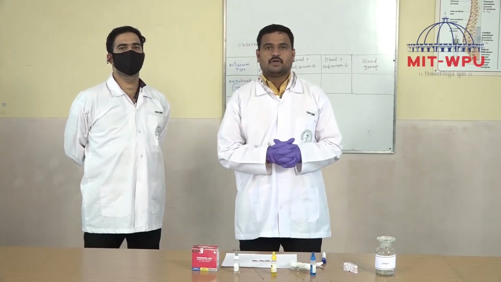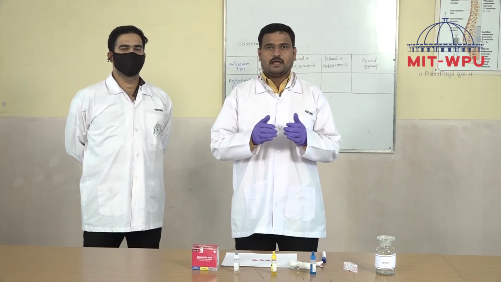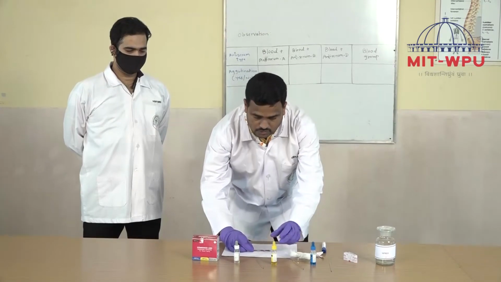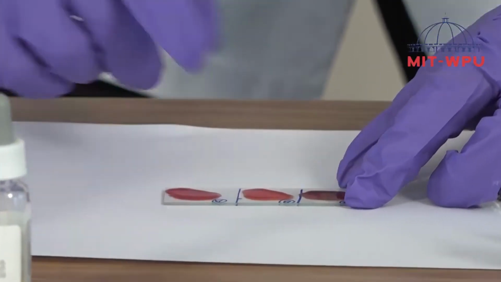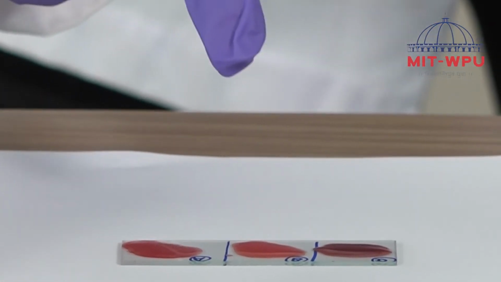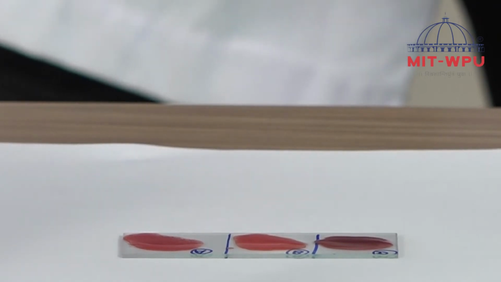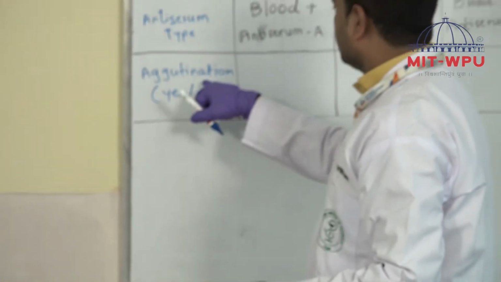After 5 minutes, we have to observe whether there is formation of clumping of RBC with antiserum A, antiserum B and antiserum D, so whether there is agglutination or not. If we observe this slide, we can see that there is no formation of agglutination with antiserum A, there is no formation of agglutination with antiserum B, but there is formation of agglutination with antiserum D. Here in the observation table, we have to note down whether there is agglutination or not.